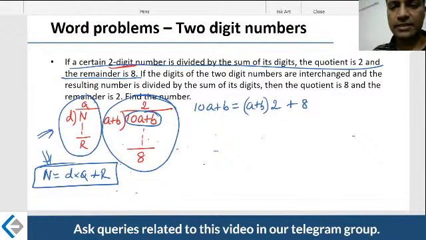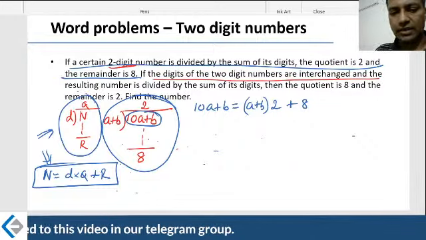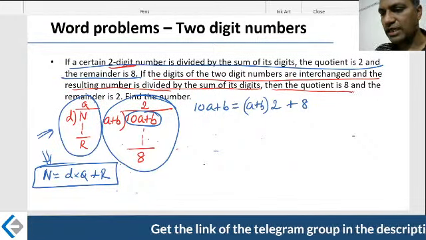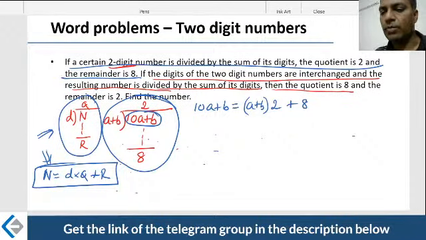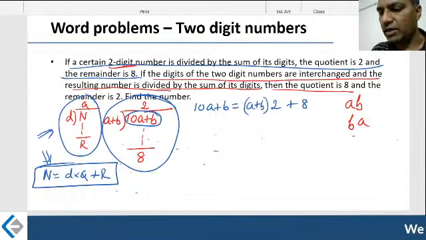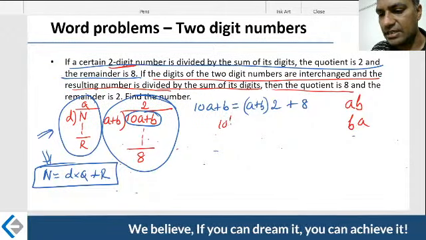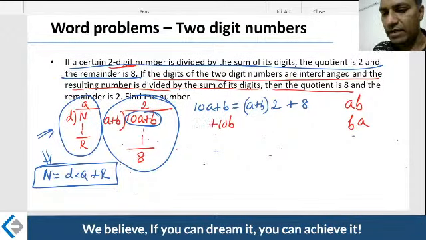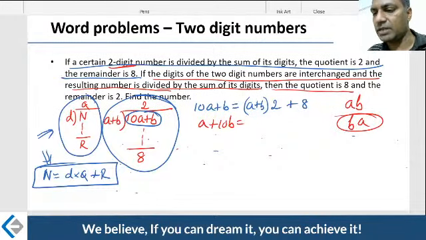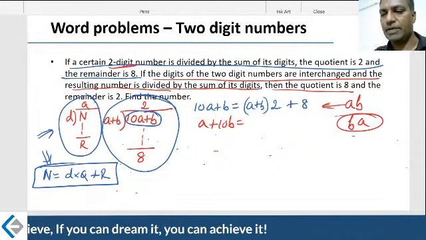What is the second sentence? He's saying that if the digits of the two-digit number are interchanged and the resulting number is divided by the sum of the digits, then the quotient is 8. When the digits are interchanged, earlier your number was AB. Now the number is going to be BA. With B in the tens place, I will write it as 10B, and A in the units place. This second time, the number is BA, because AB I already wrote.